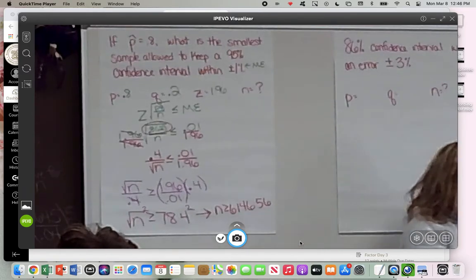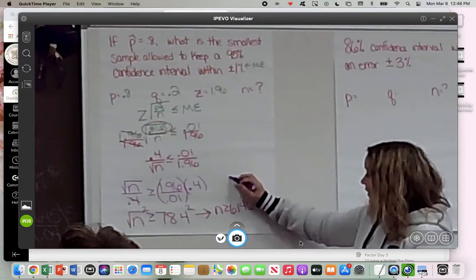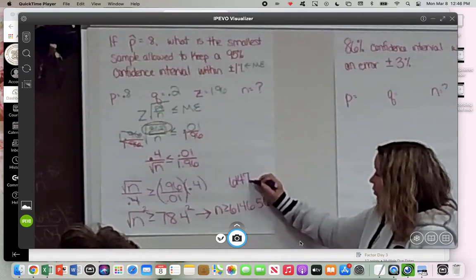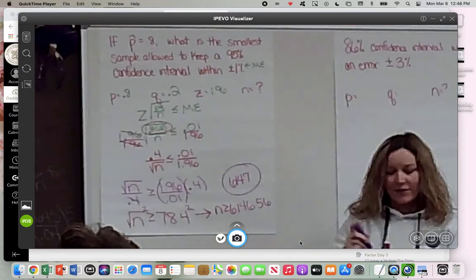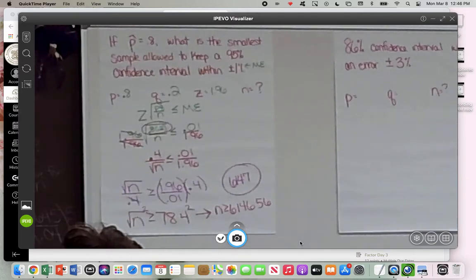All right, now can we have a 0.56 of a sample size? Round up. So on this one, we round up: 6,147. That would be the smallest. Now, would it be okay to have a sample size of 7,000? Is it okay to be bigger than that number? But is it okay to be 6,145? No. I'm going to say not quite.